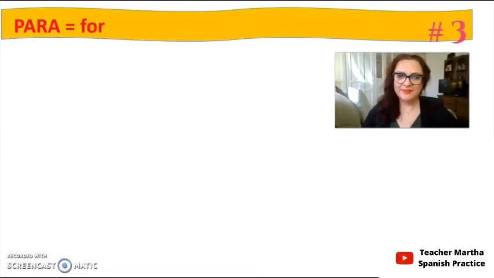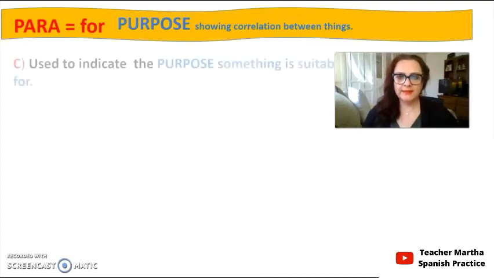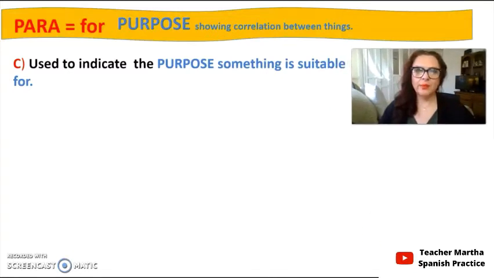Okay, number 3. In this case, para also means for. And the purpose is showing correlation between things. What does this mean? The purpose something is suitable for. Hair dye. Tinte para el cabello. See, in English, nothing is there. You just describe what the dye is for. Okay, but in Spanish, we need para in there, right in the middle.